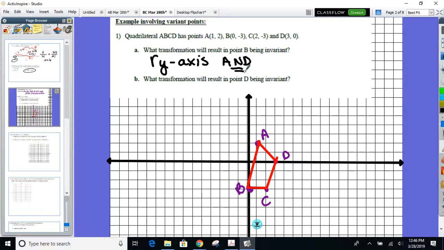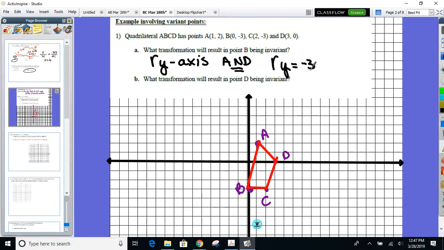You got something, Sarah? What type of line is y equals any number? Horizontal. So if I reflect through this horizontal line, y equals -3, point B is not going to go anywhere. Yep, good.